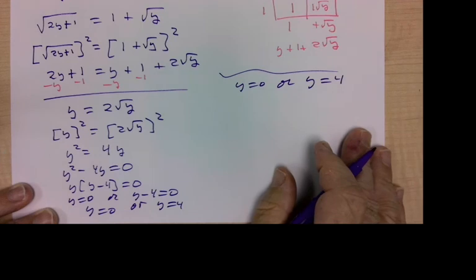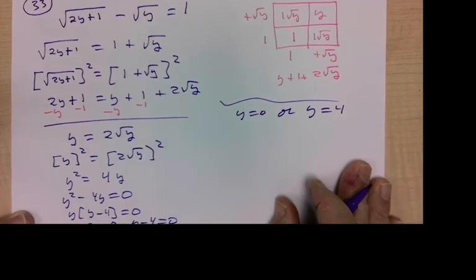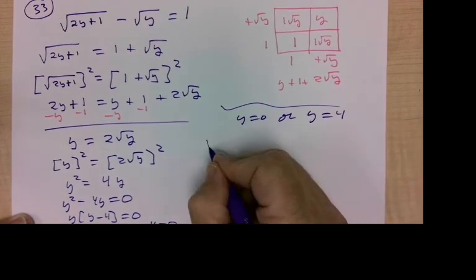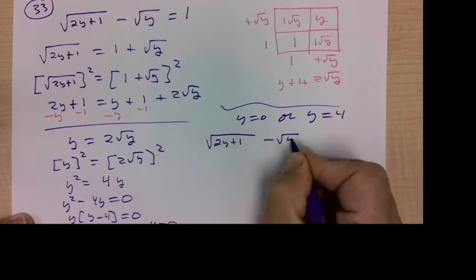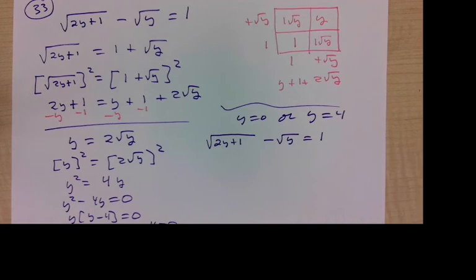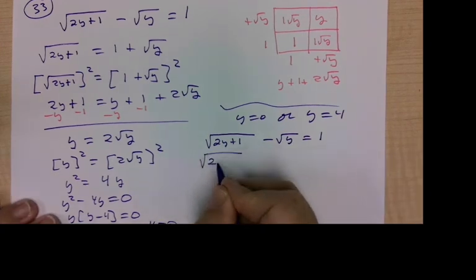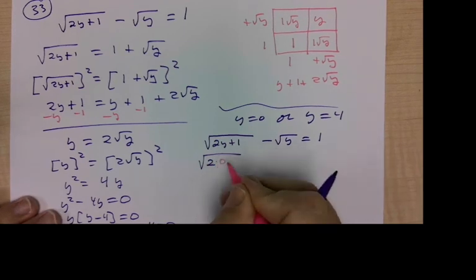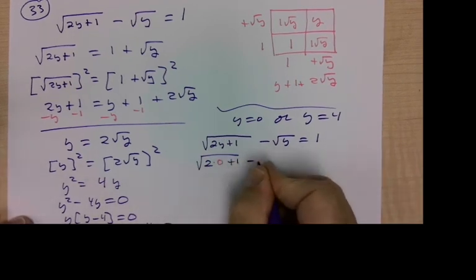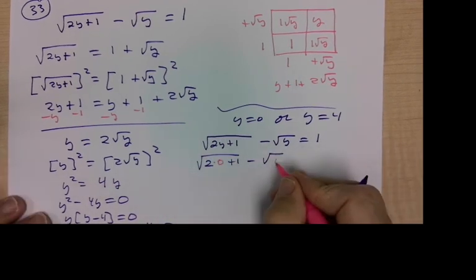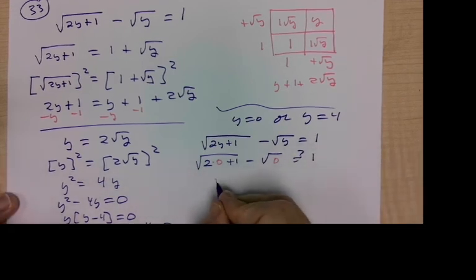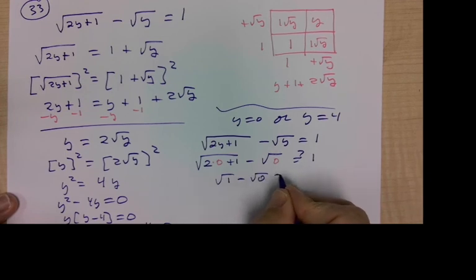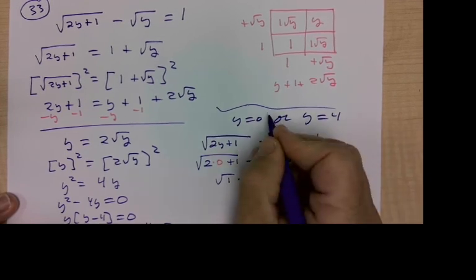So we've got to go all the way back to our very first problem, which was this once I copied it correctly. Square root of 2y plus 1 minus root y equals 1. Let's check 0. Plugging in 0, root of 2 times 0 plus 1 minus root 0. Does that equal 1? 2 times 0 is 0. 0 plus 1 is 1. Root 1 minus root 0 is 1. That's a yes. So 0 is okay.